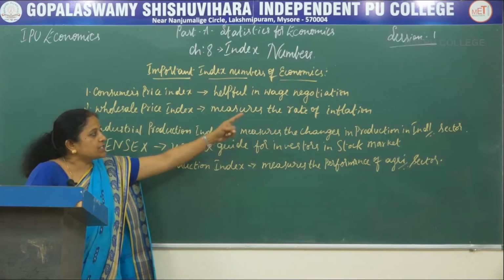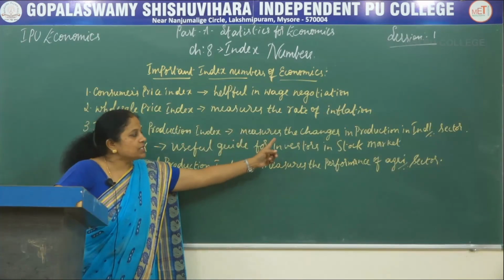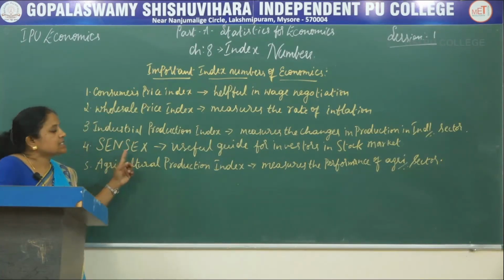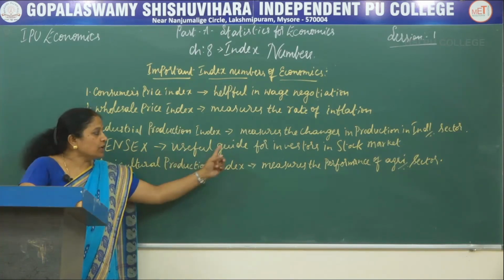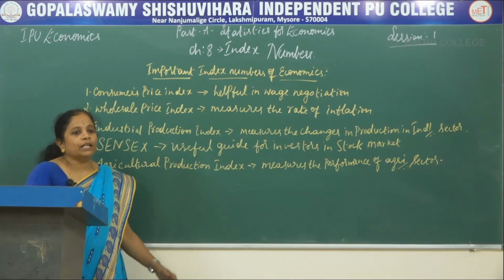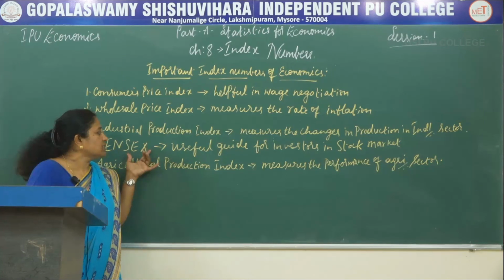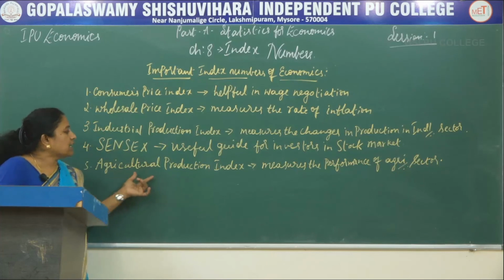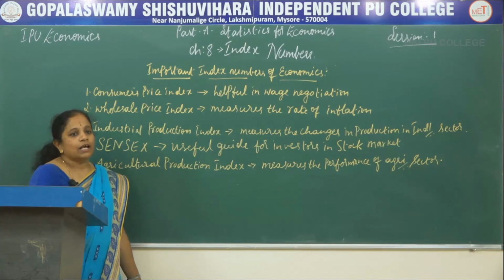The wholesale price index measures the rate of inflation. The third one is the industrial production index. It measures the changes in production in the industrial sector. The fourth one is Sensex, known as the sensitivity index. It is a useful guide for investors in the stock market. Daily people observe the variations in the stock market, and based on the Sensex they decide on their investments. The next one is the agricultural production index. This measures the performance of the agricultural sector.